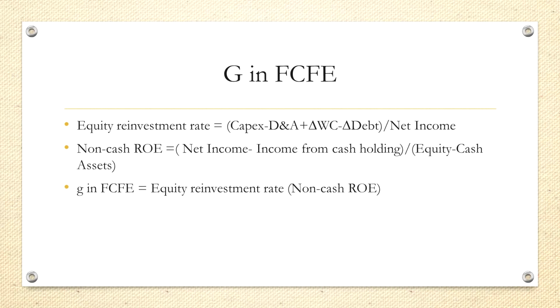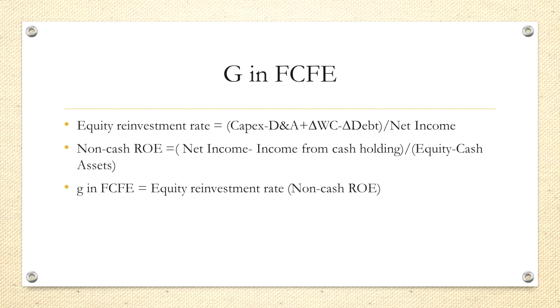And here, equity reinvestment rate equals equity reinvestment divided by net income, where equity reinvestment is equal to capital expenditure minus depreciation and amortization plus change in working capital and minus change in debt. That would be your equity reinvestment. Then divide that number by net income, you get RIR, or equity reinvestment rate. And you multiply this with ROE to get an estimation of g.